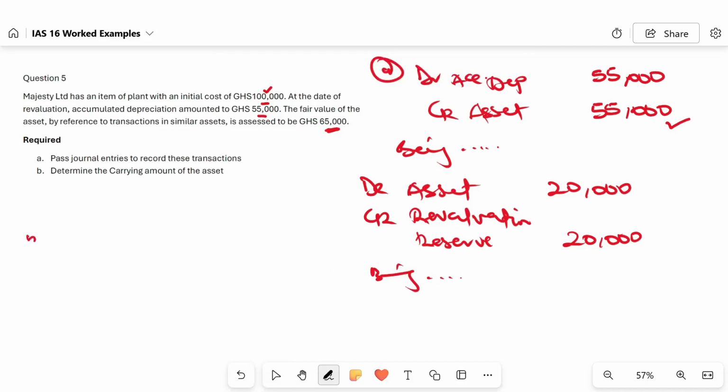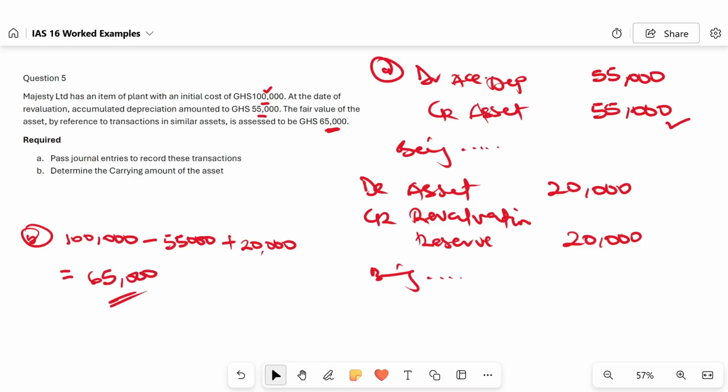The B part, determine the carrying amount of the asset. The net result is that the asset has a carrying amount that will be determined as follows. The original cost, which is 100,000, less the 55,000 accumulated depreciation, plus the 20,000 revaluation gain. And that will be the carrying amount of the asset, 65,000 Ghana cedis. That brings us to the end of the first part of our practical session on IAS 16.